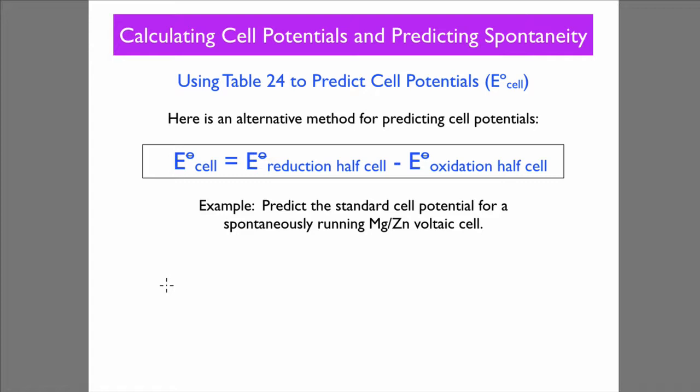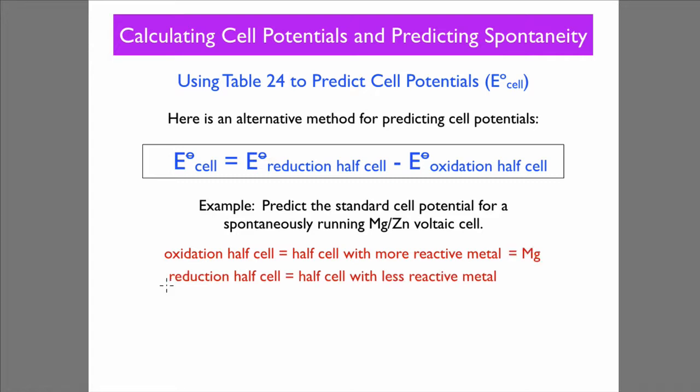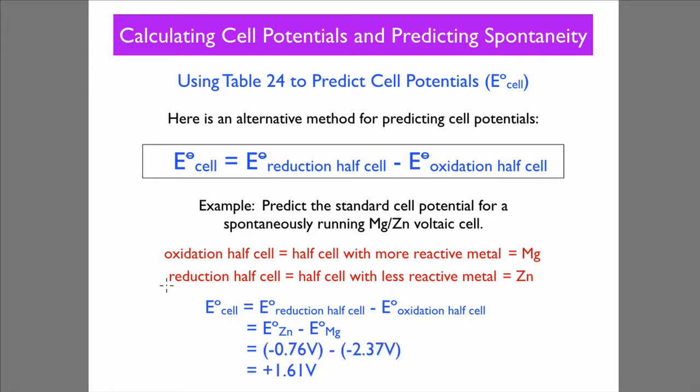So let's predict the standard cell potential for a spontaneously running magnesium and zinc voltaic cell. The oxidation half cell is the half cell with the more reactive metal, which of course is magnesium. So the reduction half cell is the less reactive metal, zinc. So we can put those in. We've got the cell potential for zinc minus the cell potential for magnesium, and you just write it in from the table, do the maths, and you get your answer. Very straightforward.